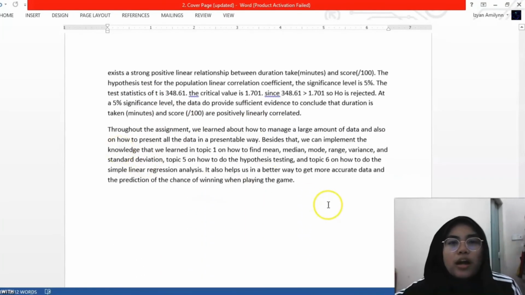What I have learned through the assignment is how to manage a large amount of data and also how to present all the data in a presentable way. Besides that, we can implement the knowledge that we learned in topic 1 on how to find median, mean, mode, range, variance, and standard deviation, topic 5 on how to do hypothesis testing, and topic 6 on how to do simple linear regression analysis. It also helps us get more accurate data and the prediction of the chance of winning when playing the game.